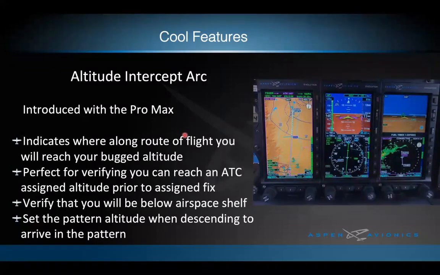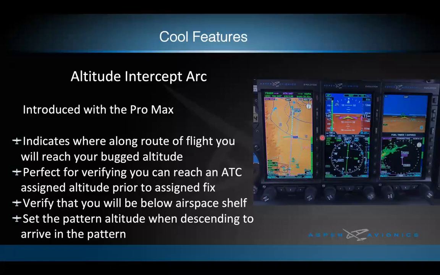One of my favorite cool features introduced with the ProMax is the Offfield Intercept Arc. This shows you where along your route of flight, this little banana here, this little cyan arc, you're going to intercept the altitude you have set on the PFD. Really, really handy. So think of it: you're flying along, ATC tells you to cross a certain fix at 9,000 feet. Okay, cool. So you bug 9,000 feet.